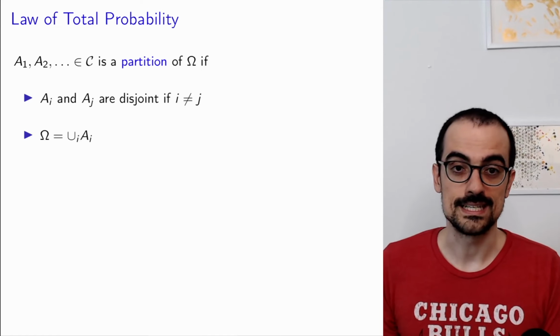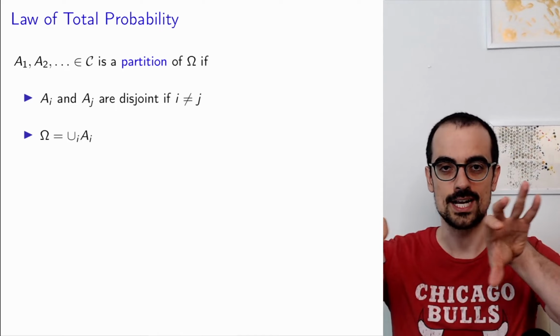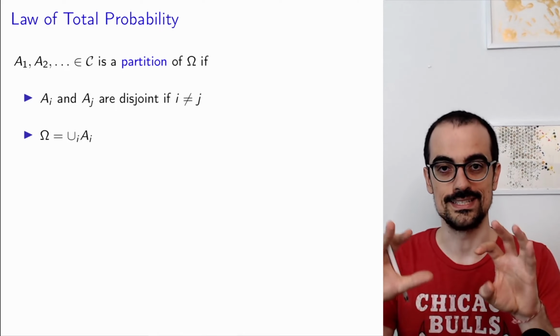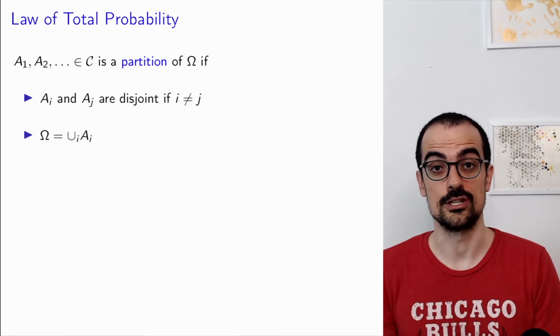So let's define it a little bit more formally. These events that I talked about that cut up the sample space, so they're disjoint, but their union is equal to the sample space, that's called a partition in set theory.